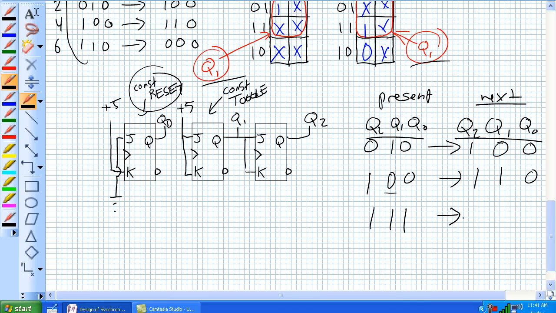Okay, so Q0, constantly resetting. So it takes that 1, makes it a 0. Q1, it's constantly toggling, makes that a 0. Now Q2, its J and K inputs are toggle mode. So it takes this 1, makes it a 0, boom, we're back on track with a 0.